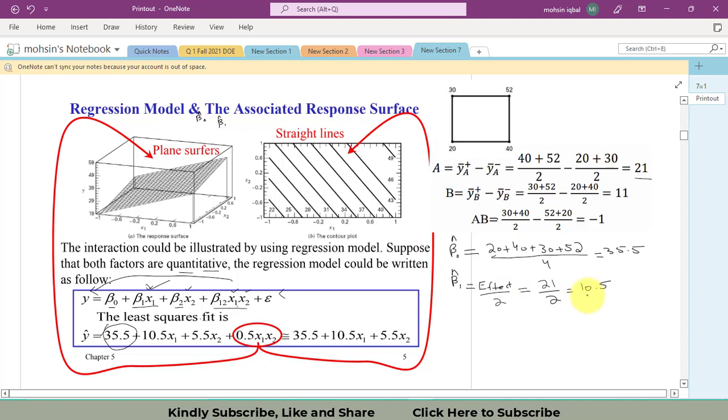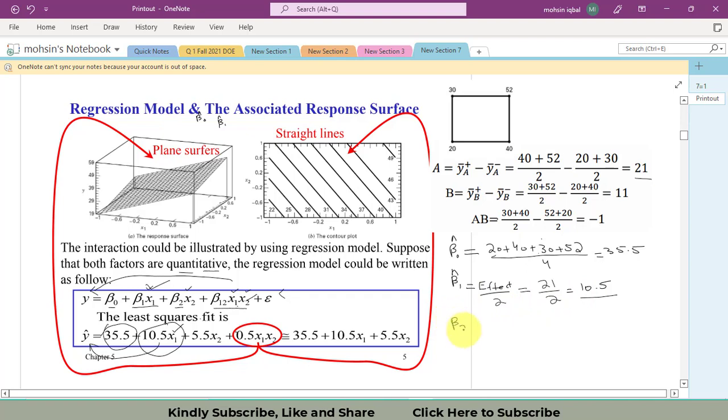How will we interpret this? We will say that an increase of 1 unit in x1 will increase the response variable by 10.5. And again, this beta 1 has a positive sign, there is no negative sign with beta 1, so it has a positive effect on the response variable. So we can say that with the increase in beta 1, our response variable will increase.